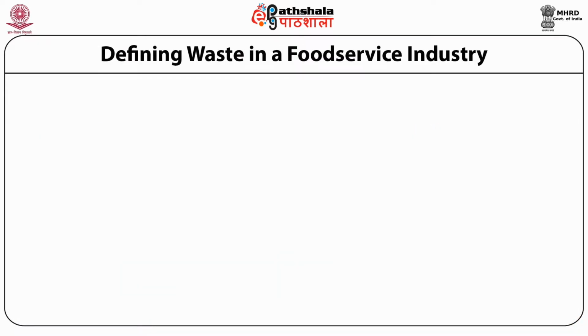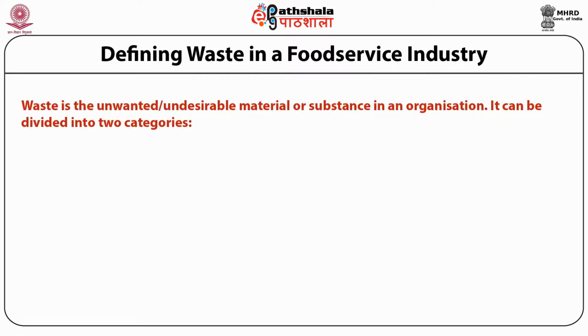How do we define waste in a food service industry? Waste is any unwanted, undesirable material or substance in an organization. It is also popularly known as rubbish, trash, junk, garbage, etc. Sometimes waste is also referred as something which we use inefficiently or inappropriately. For a food service industry, it can include food, paper, plastic, glass, etc.